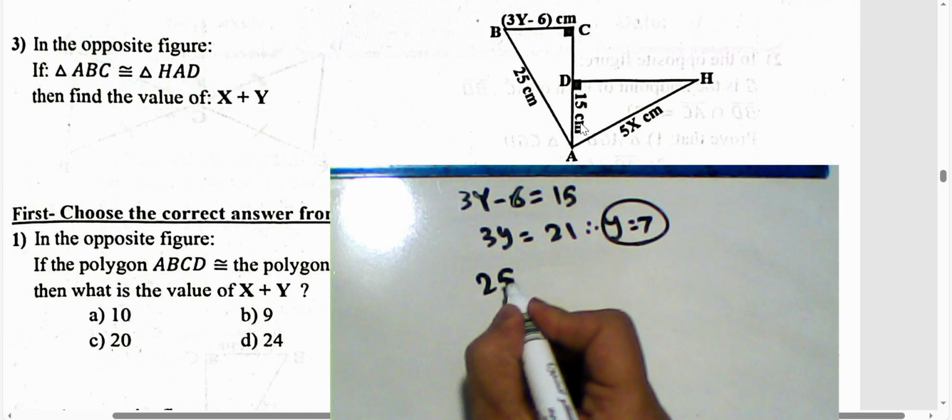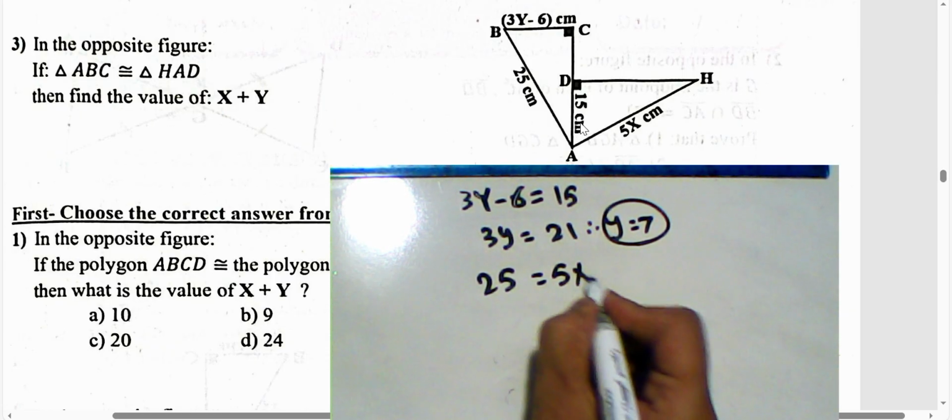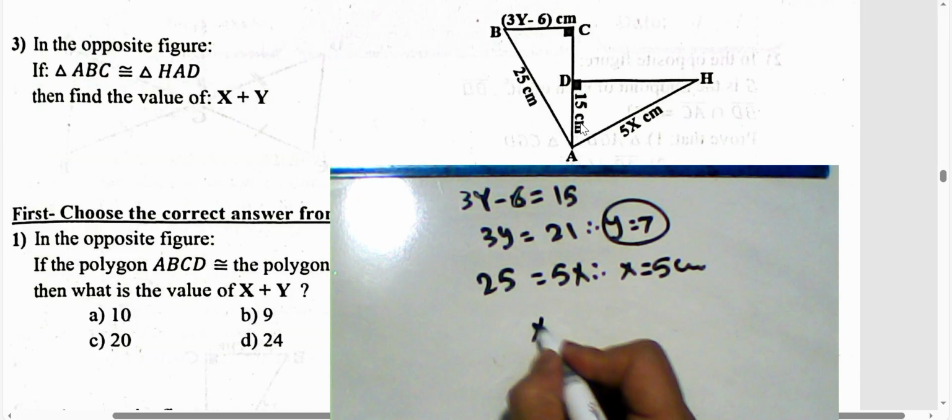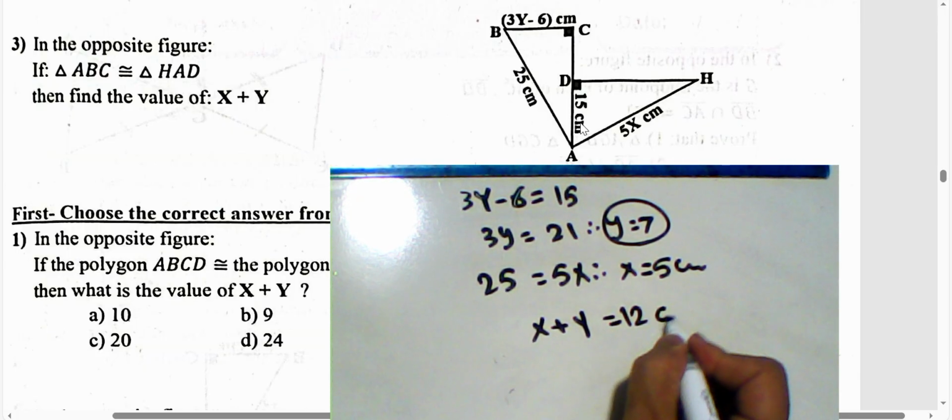And also 25 equals 5x, then the value of x equals 25 divided by 5, which equals 5 centimeters. So x plus y equals 7 plus 5, which equals 12 centimeters. Okay.